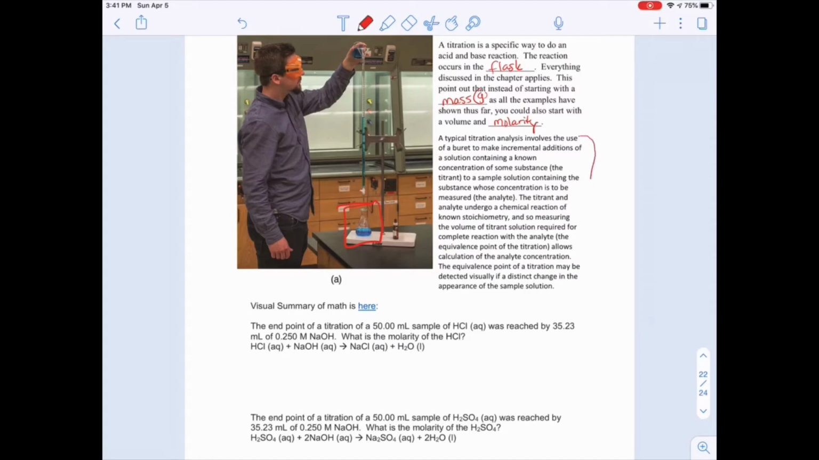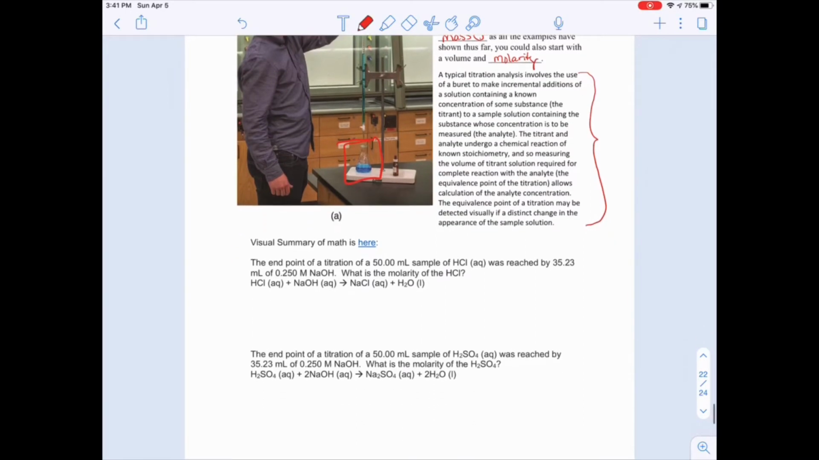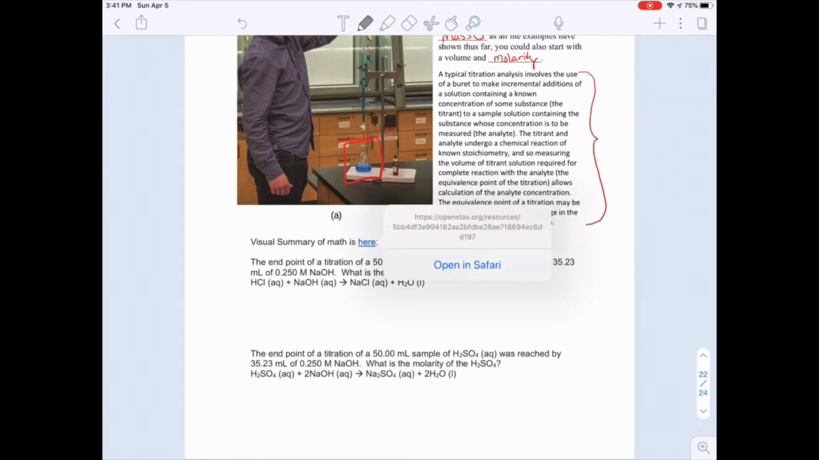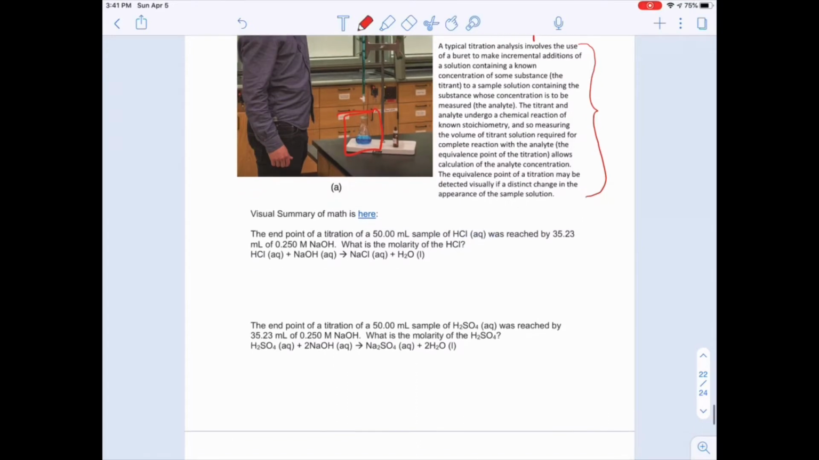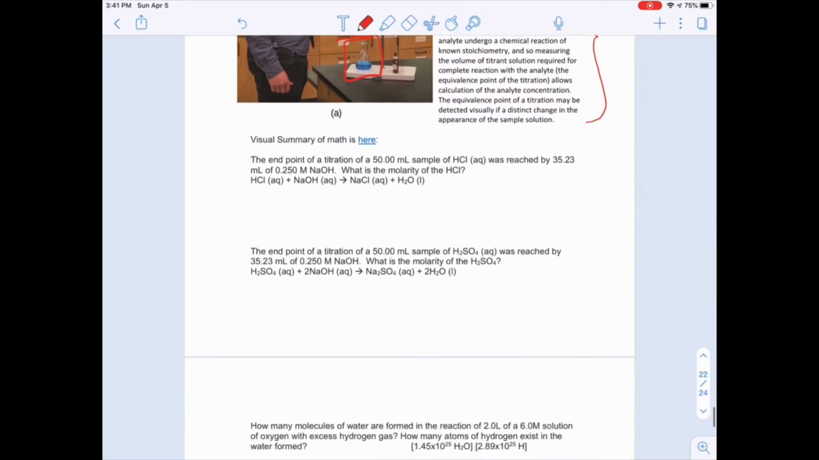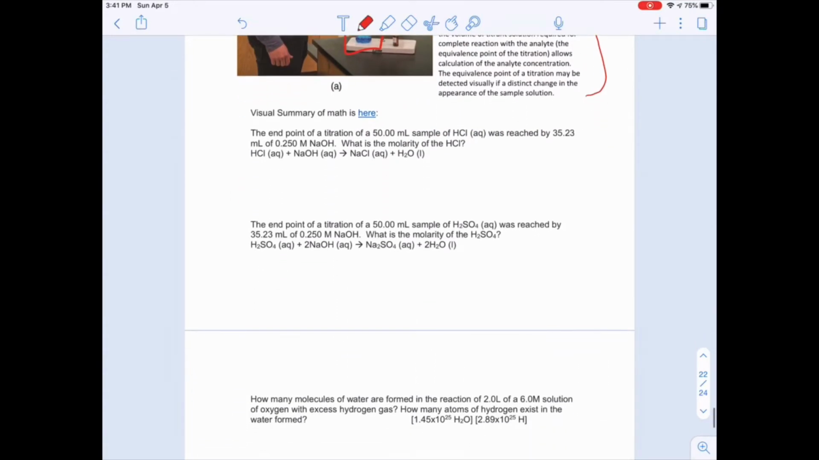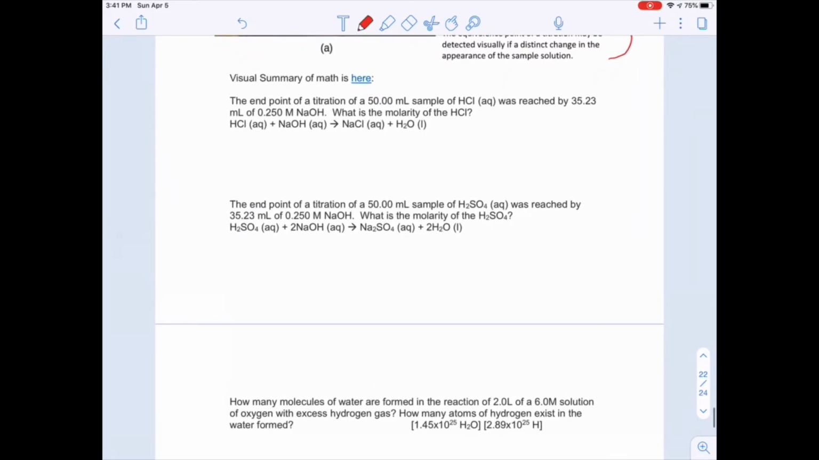Here's some more information. This may be especially helpful as you're looking at the Newton homework. So there's more information right there. And we've got another one of those visual summaries of the math right here. It's just another one of those pictures with the squares and the arrows. The last bit of this practice problem we're going to do right here.